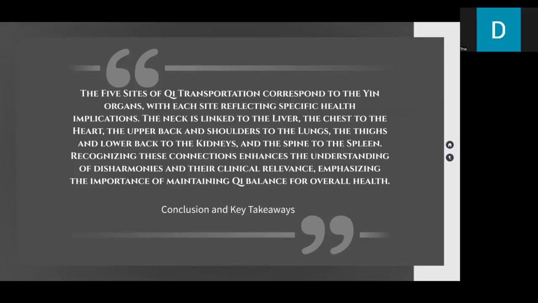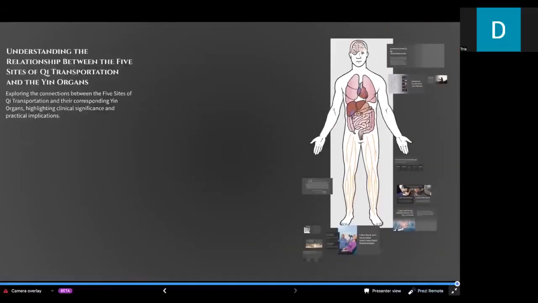The five sites of qi transportation correspond to the yin organs, with each site reflecting specific health implications. The neck is linked to the liver, the chest to the heart, the upper back and shoulders to the lungs, the thighs and lower back to the kidneys, and the spine to the spleen. Recognizing these connections enhances the understanding of these disharmonies and their clinical relevance, emphasizing the importance of maintaining qi balance for overall health.